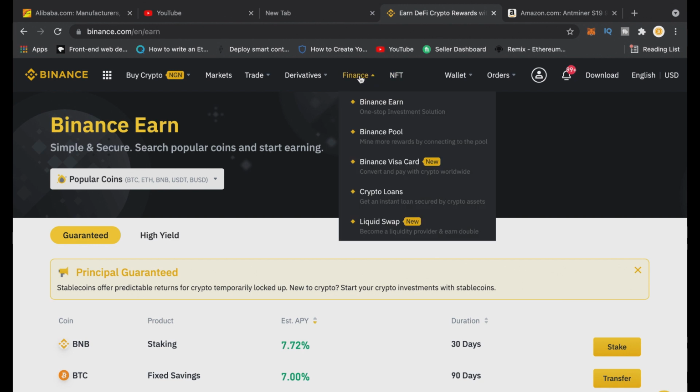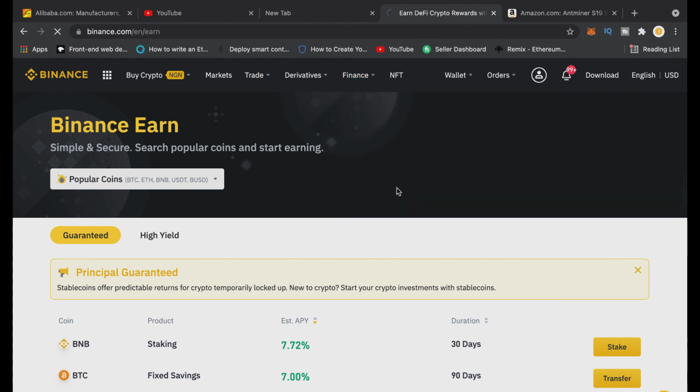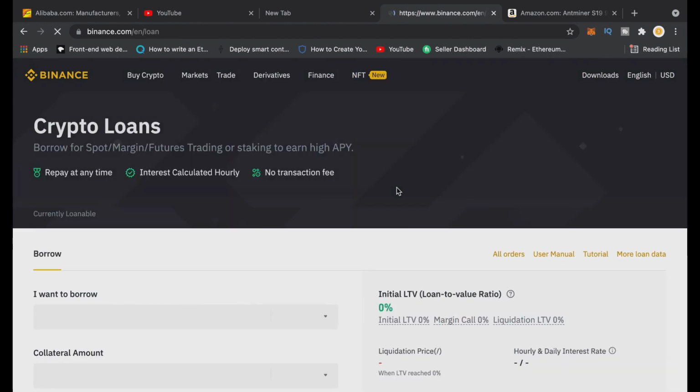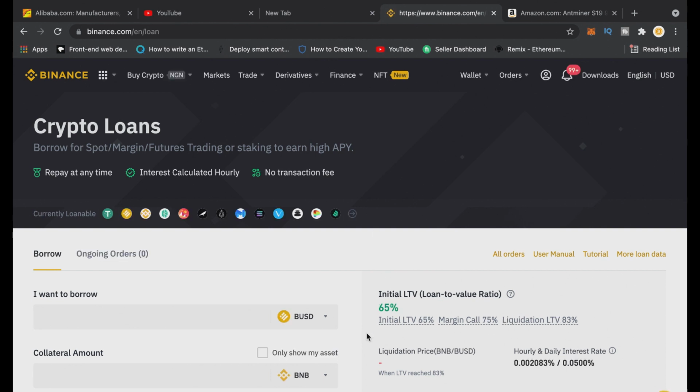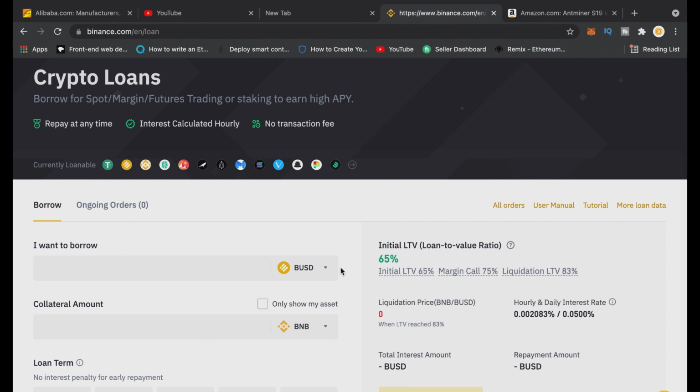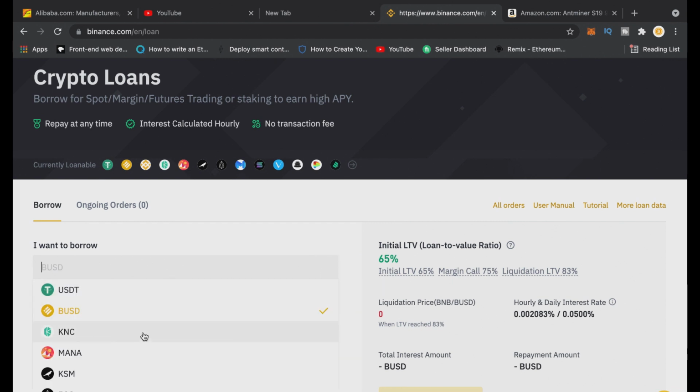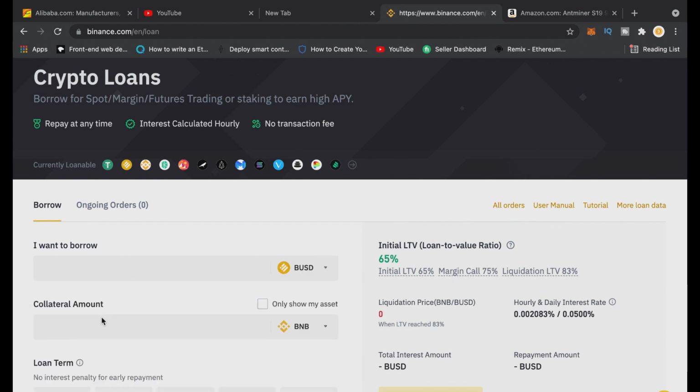It's quite easy. So let's look at this Binance crypto loan. I want to borrow BUSD, with collateral amount in XRP. See. I want to borrow 500.